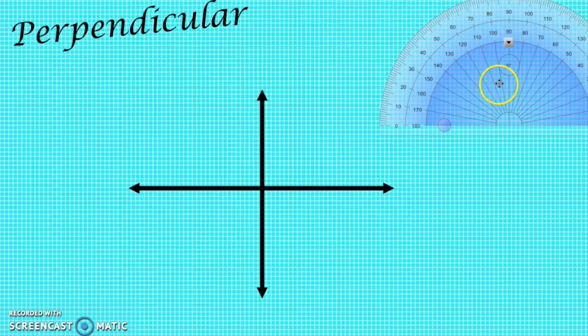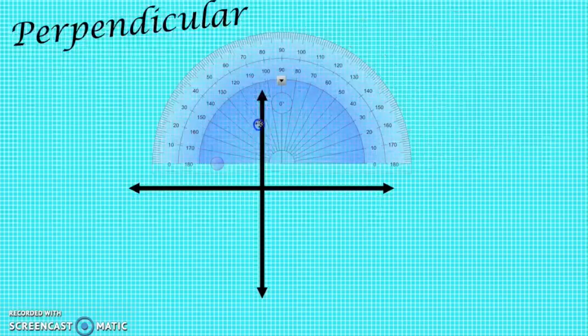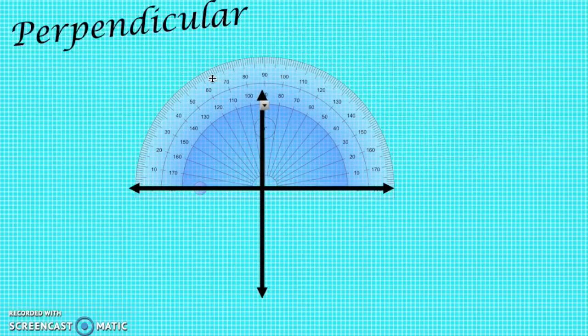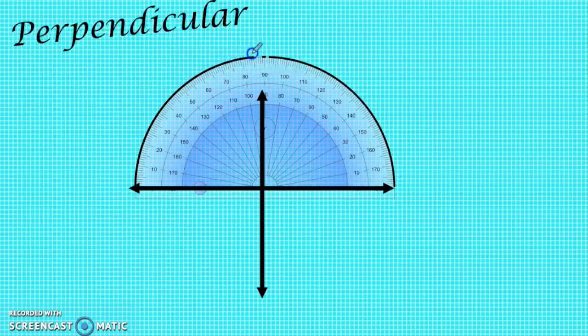If we use our protractor and drag it to our set of lines on the screen, we can measure each angle. If we start with the angle on the top right, we can see that it measures up to the 90, meaning that it is a 90-degree angle. If we do the same thing on the top left, we also see that it meets at the 90.